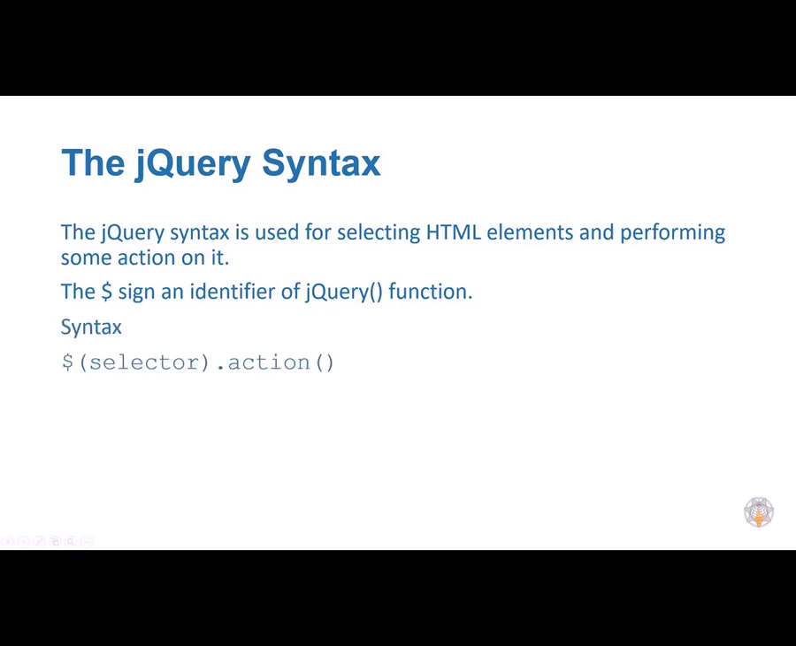The $ has some selector in it which identifies the HTML element to be selected. The action will perform the necessary action on the selected element. For example, in this case, the element with ID div test1 is selected and the text Hello World is displayed within it. Now let us see what are selectors.